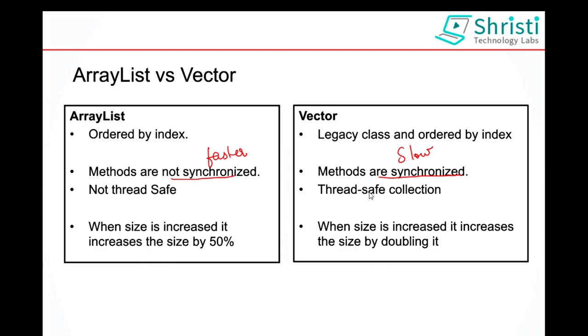In case of vector, the methods are synchronized, so it is a thread-safe collection, meaning to say that you can use it for multi-threaded applications. Whenever you are increasing the size of the array list, it is increased by 50% of the total array size. In case of vector, whenever you are increasing the size of vector, it will automatically double it by the size that is already there. So these are few differences between array list and vector.